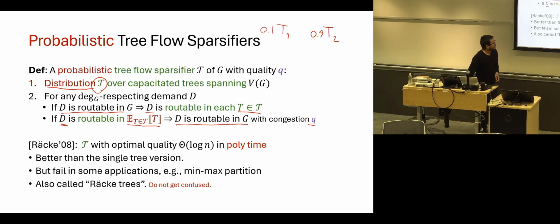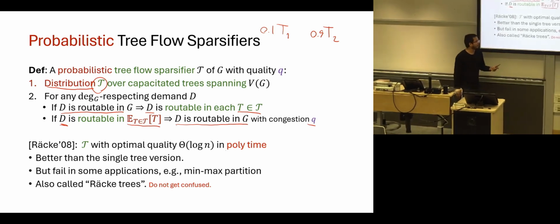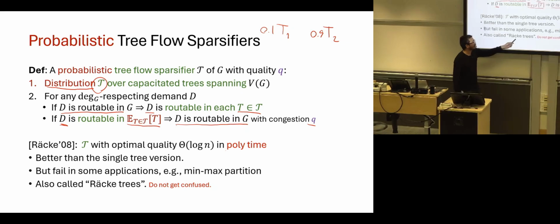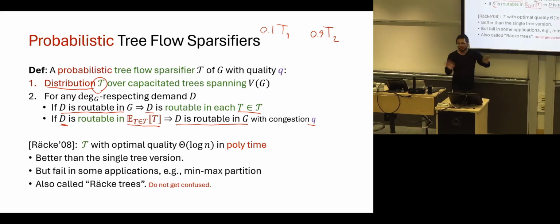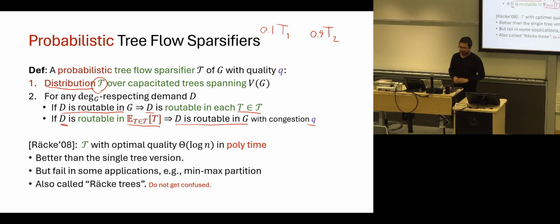But when you talk to people, they call this thing Räcke tree as well. That can be confusing because some people just know the probabilistic version, some people just know the single tree version. So when you look in the literature, know that there are two versions that are called the same thing.